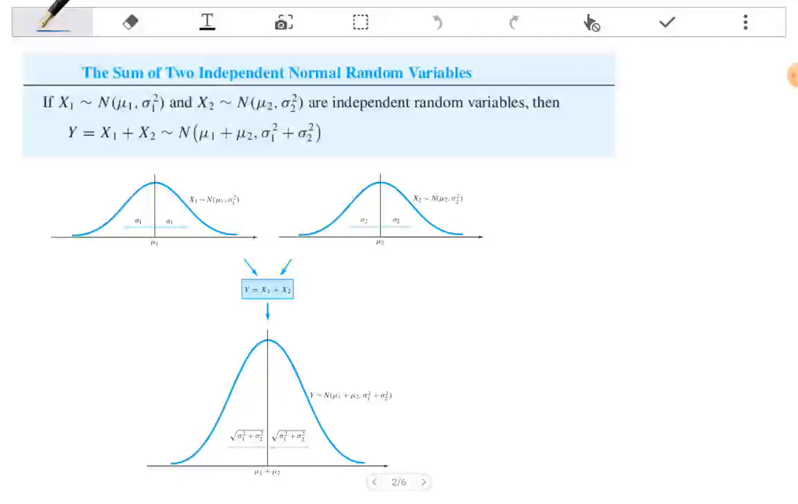Okay, if we ignore this word independent, what do we have here? We still have that the sum will be normally distributed, but for the variance we have some different expression with covariance. Okay, we are not going to write this formula. We just look at this simple case of independent random variables.